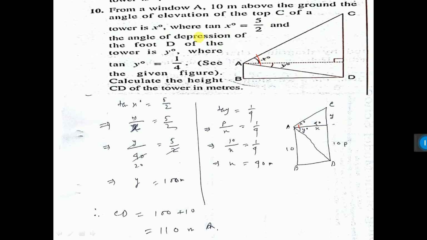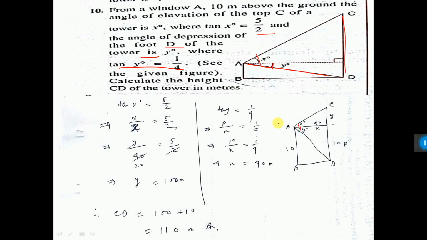Of a tower is x degree. This is the tower, CD is the tower, where tan x is 5 by 2. It is given. And the angle of depression of the foot D of the tower is y degree. So from here to here is y degree. I have also written y degree. And the tan y value is given. Calculate the height CD. That means this height we have to calculate.